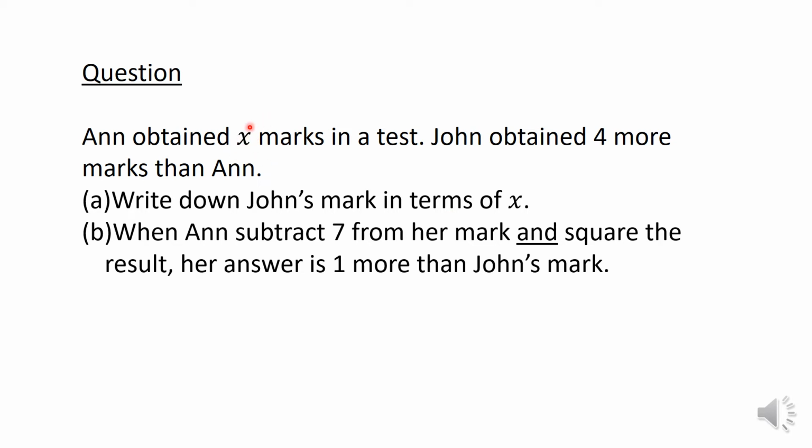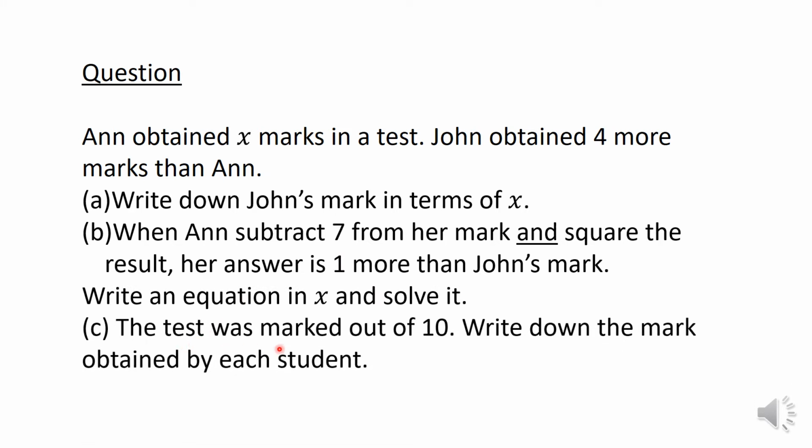And then when Anne subtracts 7 from her mark, and as a conjunction here, the story still continues, and squares the result, her answer is, so this is naturally where one puts an equal sign, her answer is 1 more than John's mark. Again, the information is getting more detailed, so we can actually start constructing an equation. There is one more part, part C, which says the test was marked out of 10. So now we know the test is out of 10. So we will probably have to know what each student obtained. So let's start with this question.